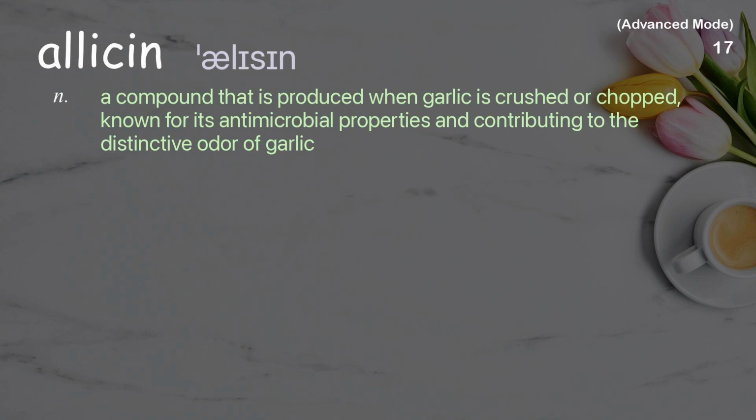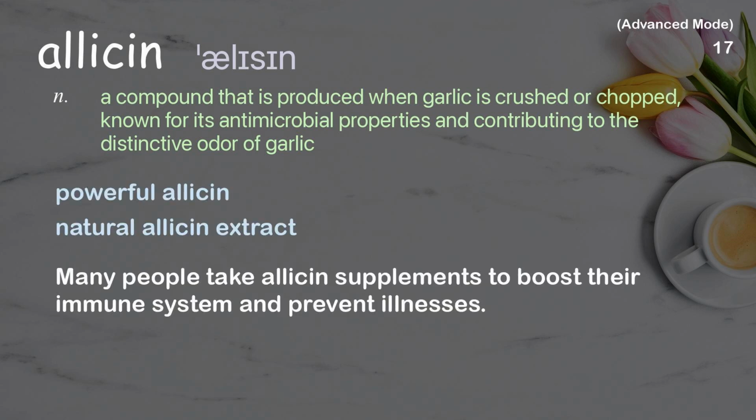Allicin. A compound that is produced when garlic is crushed or chopped, known for its antimicrobial properties and contributing to the distinctive odor of garlic. Examples: Powerful allicin. Natural allicin extract. Many people take allicin supplements to boost their immune system and prevent illnesses.